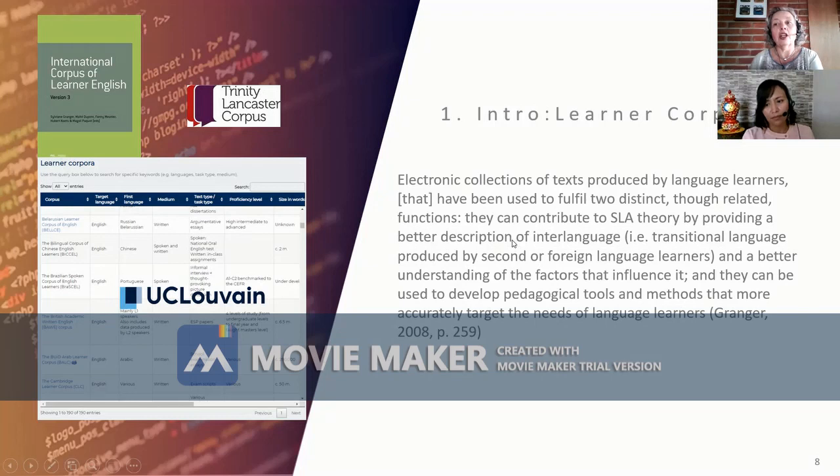And now, what are learner corpora actually useful for? Because they're slightly different from general corpora. They're mostly used for two separate but slightly related functions. On the one hand, they contribute a lot to second language acquisition theory, because they show us a very, very clear and authentic representation of the way in which learners actually use language. And the second way in which learner corpora are used is to develop pedagogical tools and didactic materials, and those materials should reflect more clearly the way language learners really use the language.